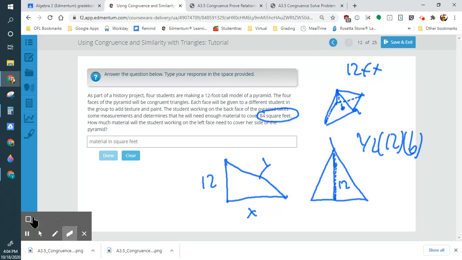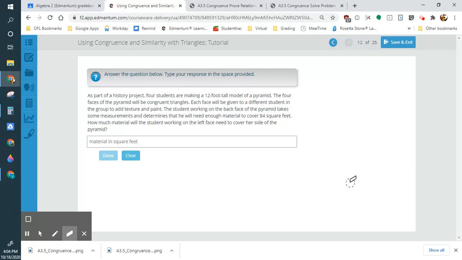Wait. I feel like we're missing information here. 12 feet tall. The four faces of the pyramid will be congruent triangles. Each face will be given to a different student in the group. The student working on the back face of the pyramid takes some measures and determines that he will need enough to cover that much. So he's covering the back.